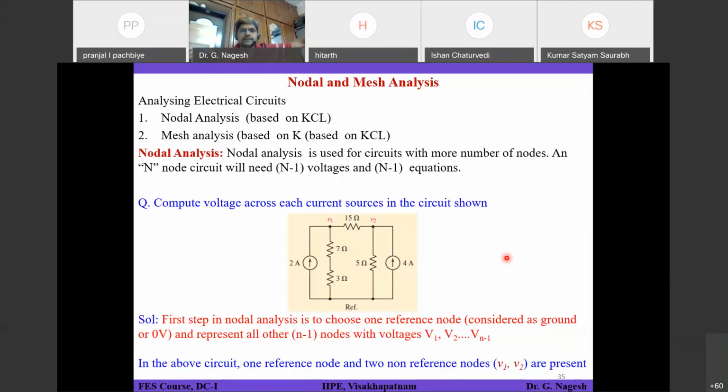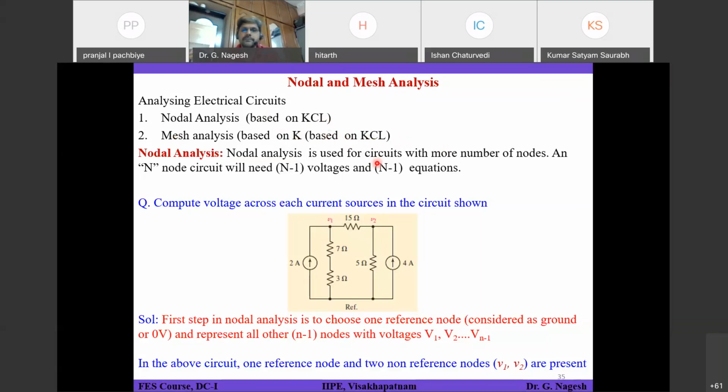Okay, so there are two more methods which are called nodal analysis and mesh analysis. Something was written wrong here, it is a printing mistake. Nodal analysis is based on KCL and mesh analysis is based on KVL. Sorry for that.